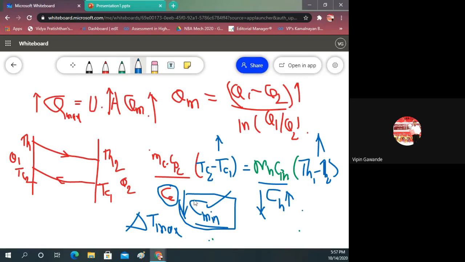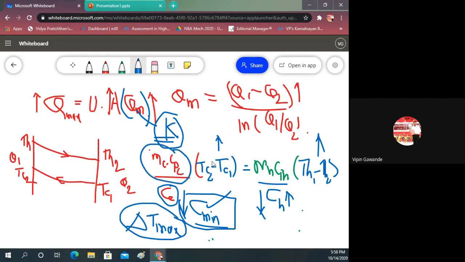The unit of this is Kelvin. Ultimately we have to increase the temperature difference. How? When we take the minimum specific heat, it results in the maximum temperature difference. If this quantity is minimum, this quantity, the temperature difference, should be maximum. So there is a relation between C minimum and delta T max. If C minimum is less, delta T max is higher.